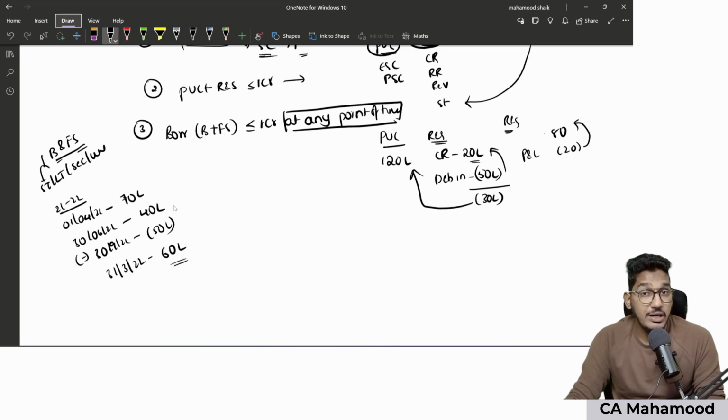CARO becomes applicable or not? Yes, it becomes applicable. Why? Because from 30th of June till 30th of September, the outstanding balance is 110 lakhs, which has exceeded 1 crore rupees. CARO becomes applicable at any point of time is very, very important.